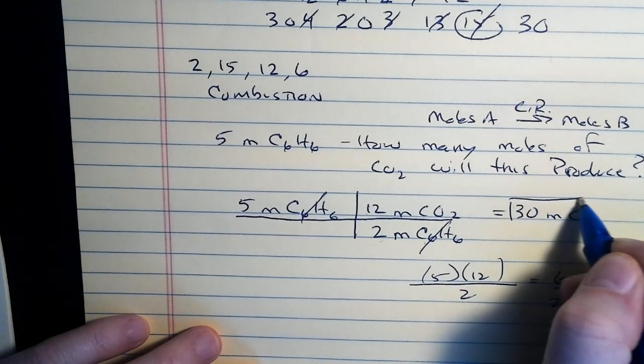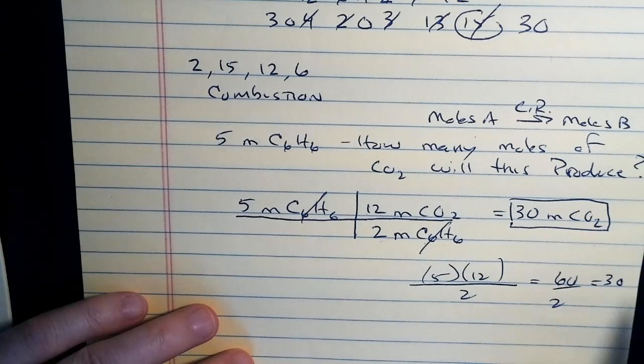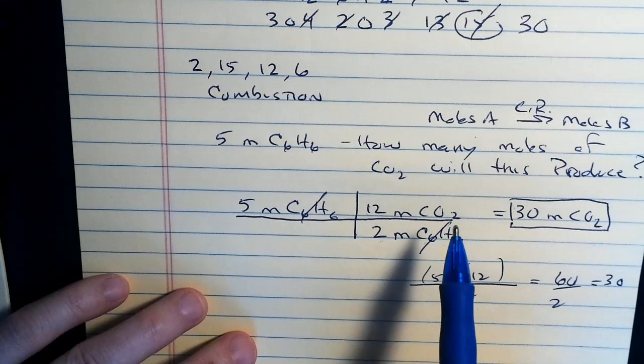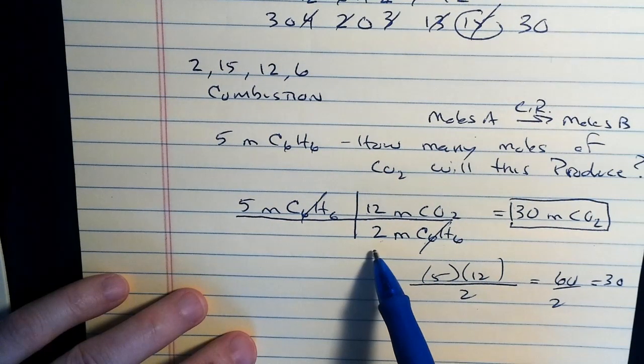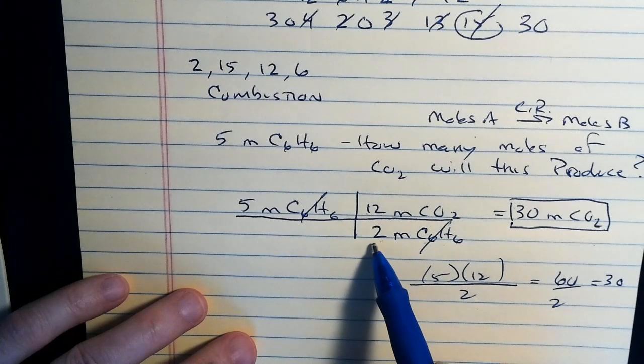This is our answer here. It's a moles A to moles B problem. So those are really easy. You just get the balanced equation, look at the numbers in front of the compounds or the elements, and put them in there.